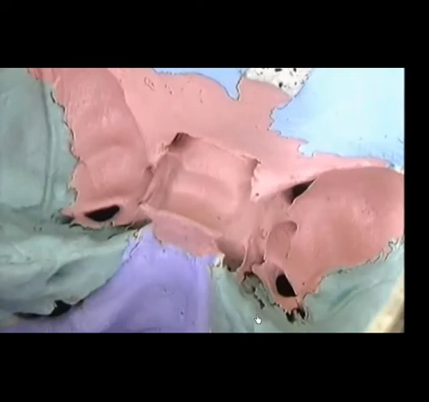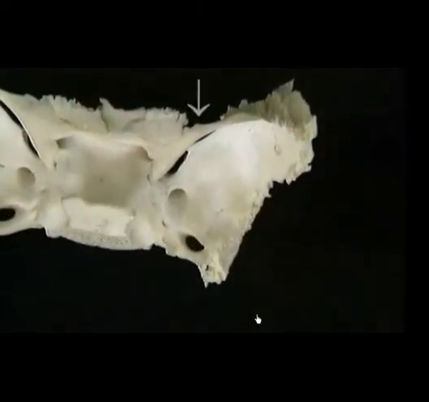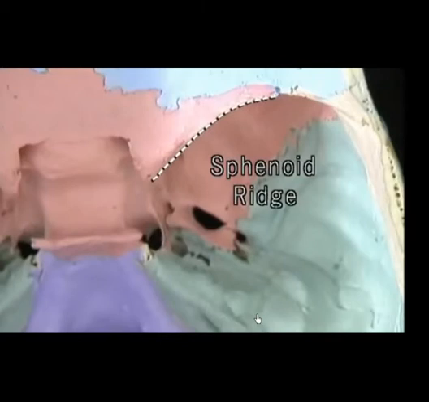The lesser wing, which is the highest part of the sphenoid, forms the sphenoid ridge. This sphenoid ridge separates the anterior cranial fossa and the middle cranial fossa. The underside of the lesser wing forms a small but important part of the back of the orbit.